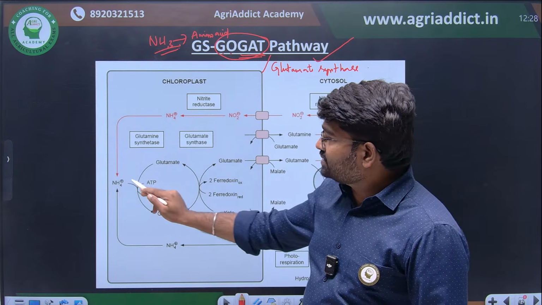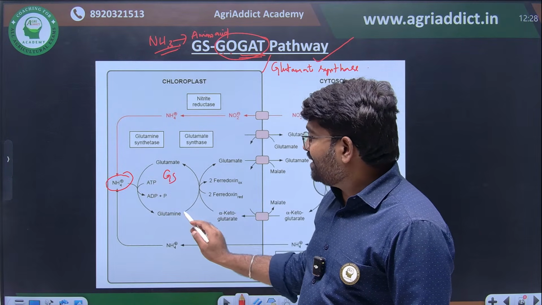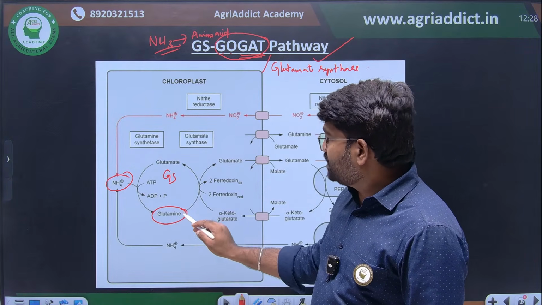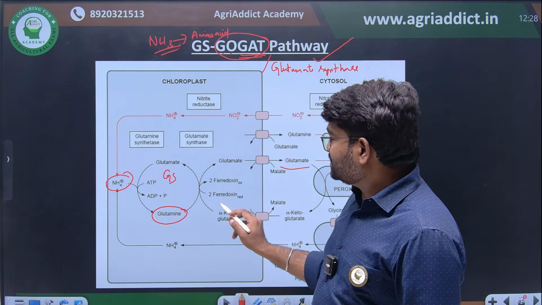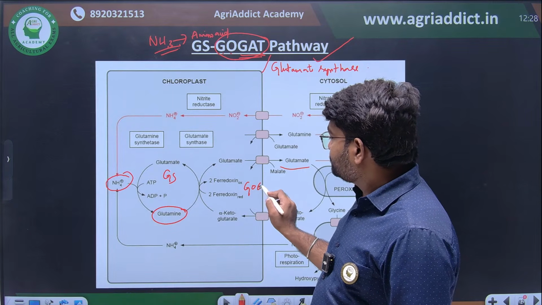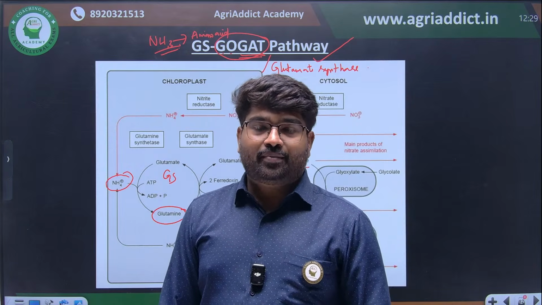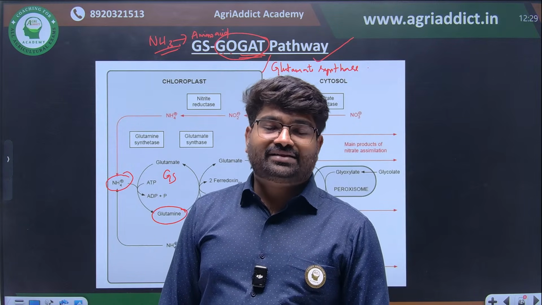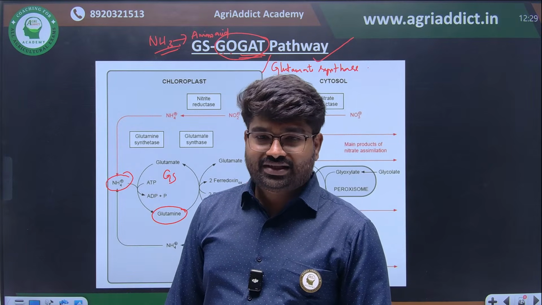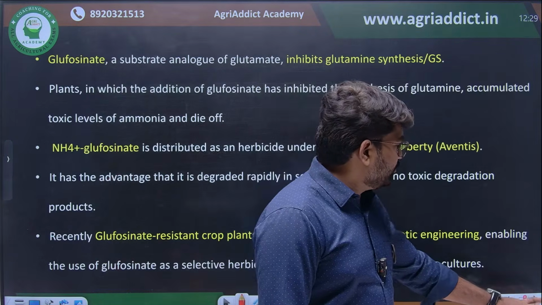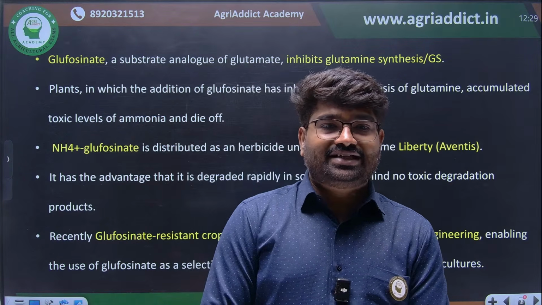The ammonia will be acted on by the GS enzyme and converted to glutamine. This glutamine will be converted into two molecules of glutamate by the action of GOGAT. This amino acid will act as an amino donor for synthesis of other amino acids. I hope this is clear. So the GS-GOGAT pathway will happen. Now we are going to see the inhibitors of this GS-GOGAT pathway.